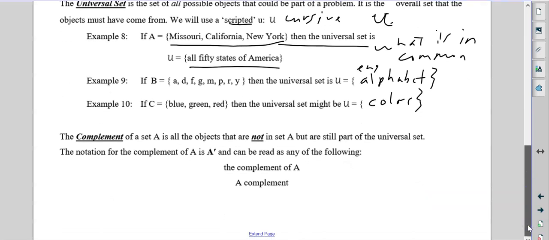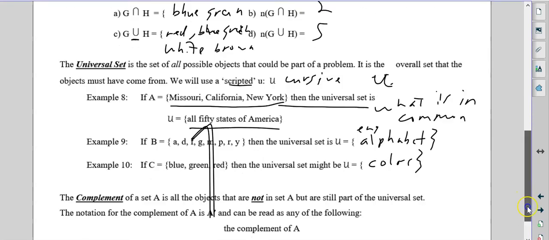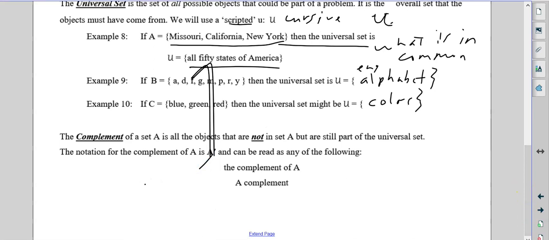Now, the complement of a set is all the objects that are not in set A, but still part of the universal set. Okay? So the notation for the complement is A prime. Whoopsie. Oh, come on. Haha. A prime. And we did that in Algebra 2. We talked about in geometry, when you would sketch things, then sketch a rotation or something, we'd say A and A prime, B and B prime. So you've had that before. Or we can say the complement of A. But that little symbol, the accent mark, is actually prime.